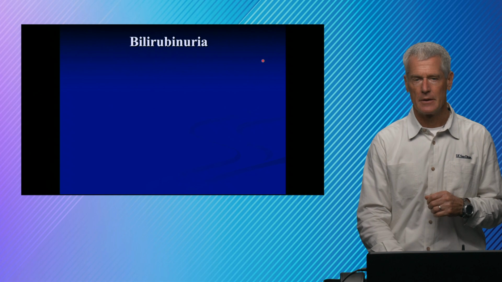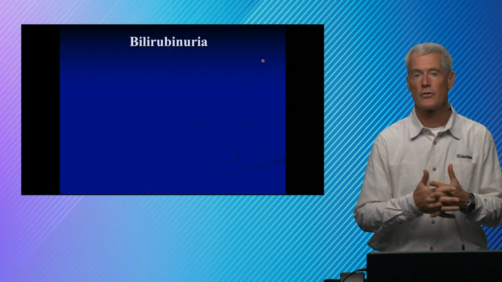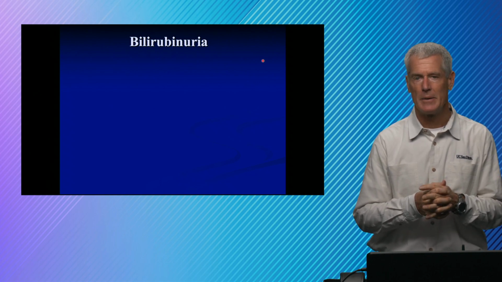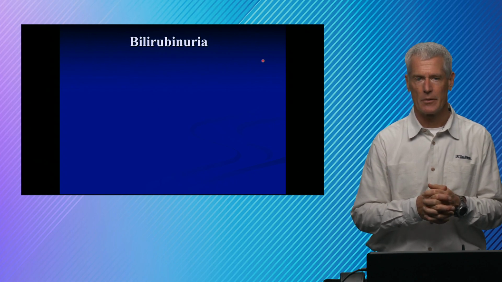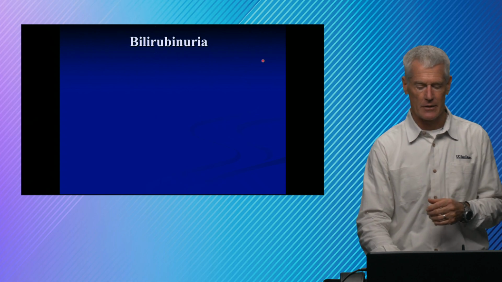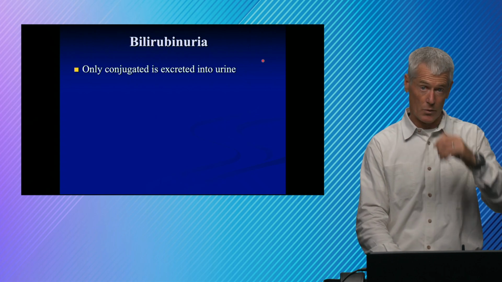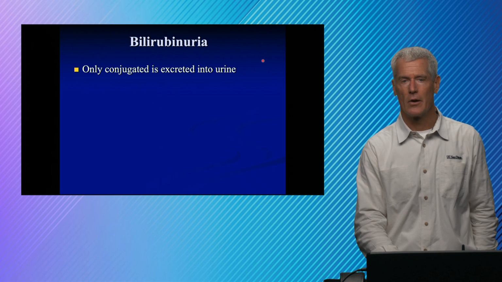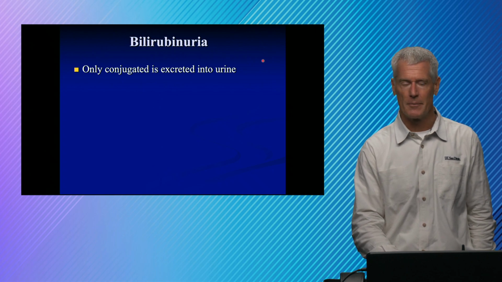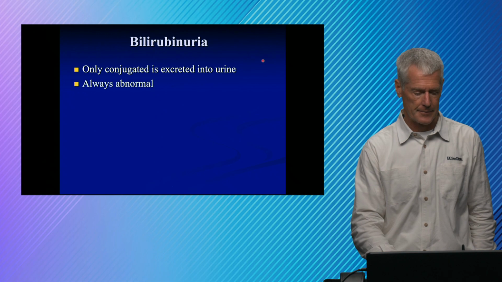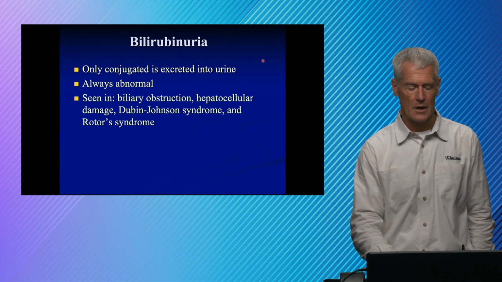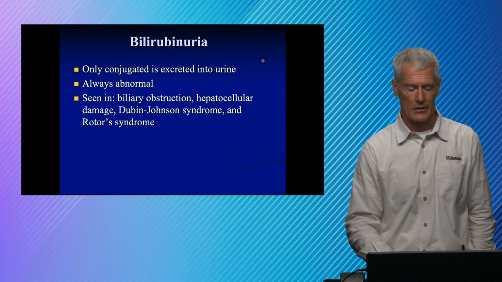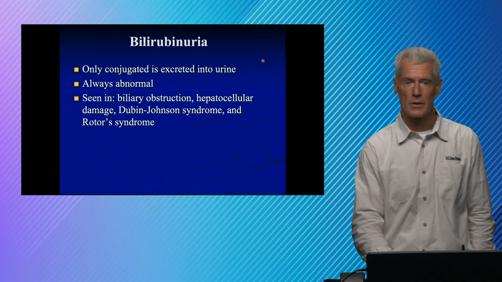Bilirubin in the urine is telling you that you've got a cholestatic problem. Why is that? That's because the only bilirubin that shows up in urine is conjugated bilirubin. And so if you have an elevation of conjugated bilirubin, then it can spill out into the urine, and when they do a urinalysis, it shows up as hyperbilirubinuria. So that's always abnormal, and it's seen in basically all of these situations where you have some component of cholestasis.